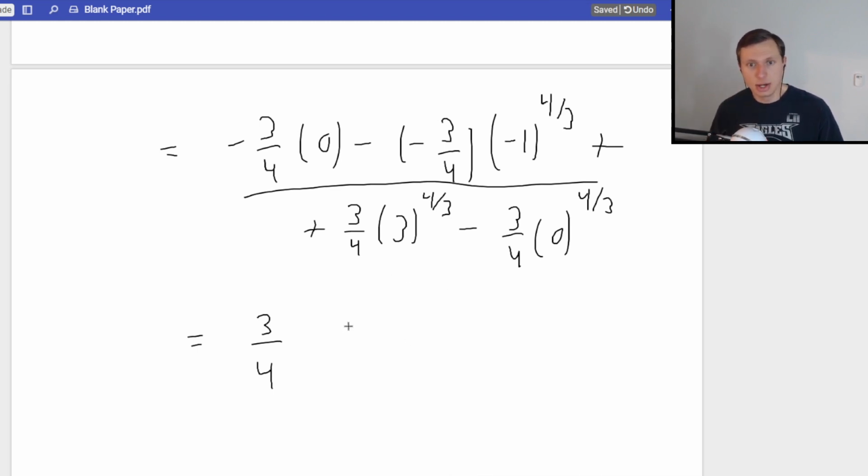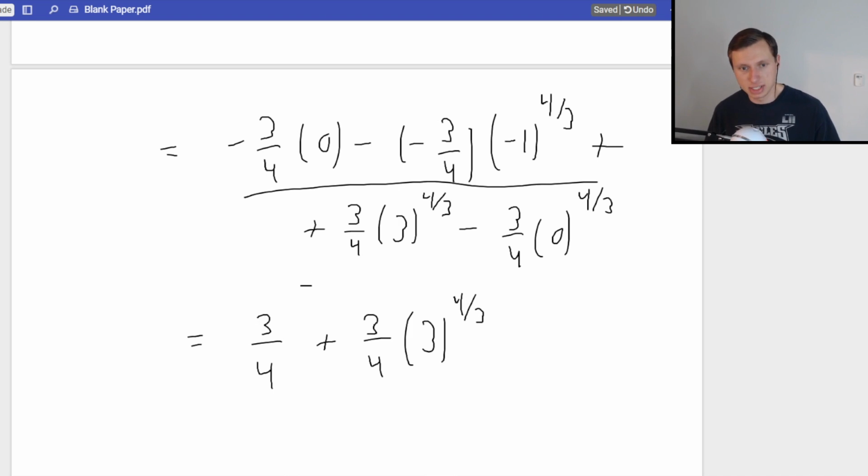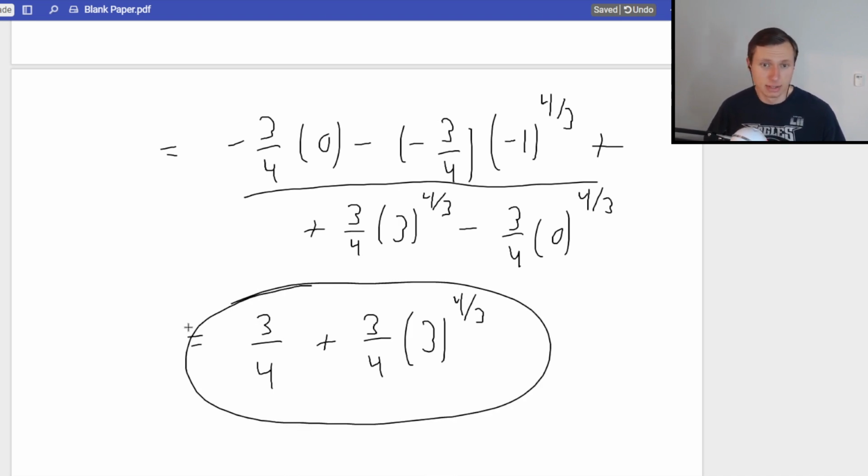The first thing is just positive 3/4. The second thing would then be plus, oh my god, that's 3/4 times 3 to the 4/3 power, which you would just need to plug in and get a decimal. But this, as far as I'm concerned, is the final answer. Again, notice how both areas were positive. That's because area wants it both to be positive.